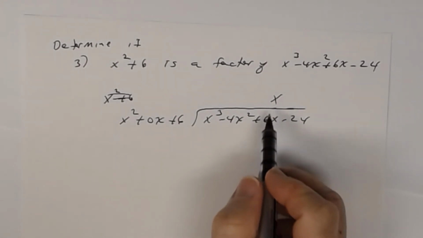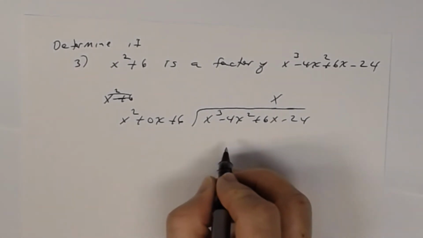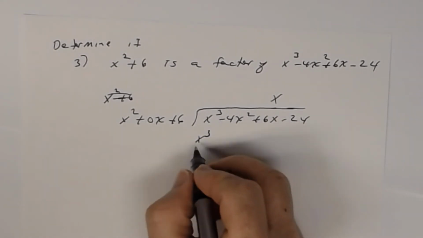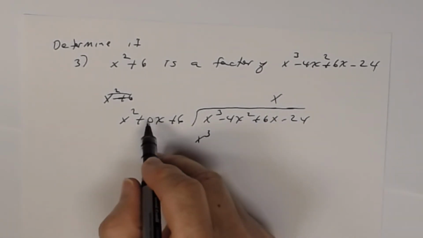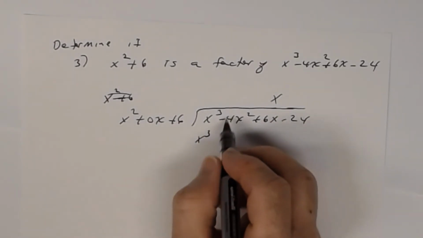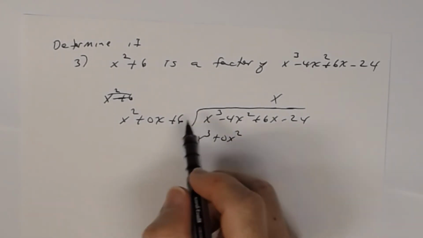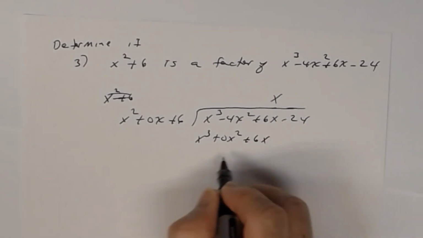Remember your line, you like variables, you like terms. x times x squared is x cubed. Remember, all this is supposed to be the same. x times 0x is 0x squared. Always write 0x squared, so that way everything's aligned. x times 6 is 6x. Okay, and then you're going to subtract.